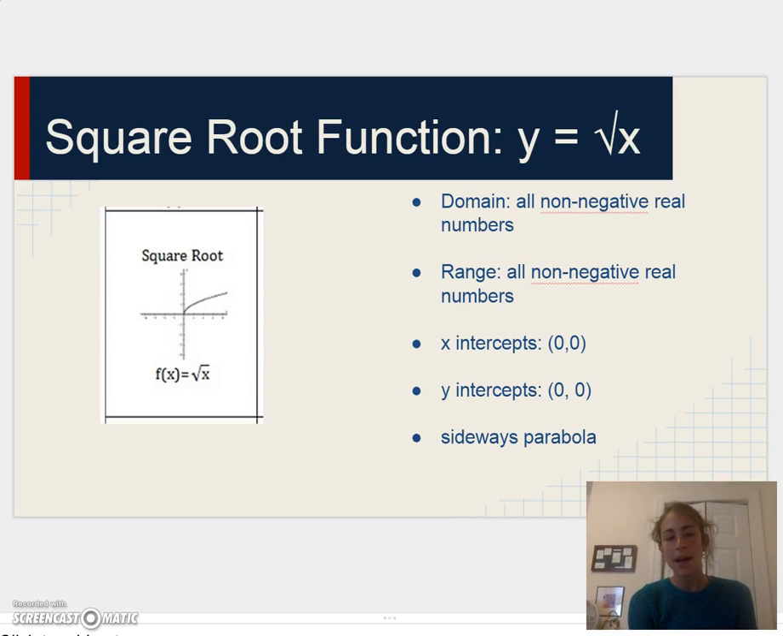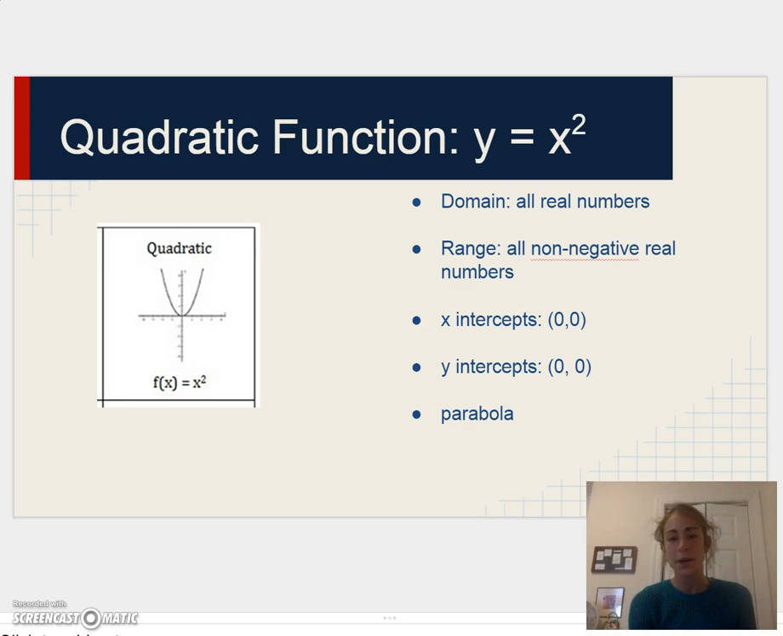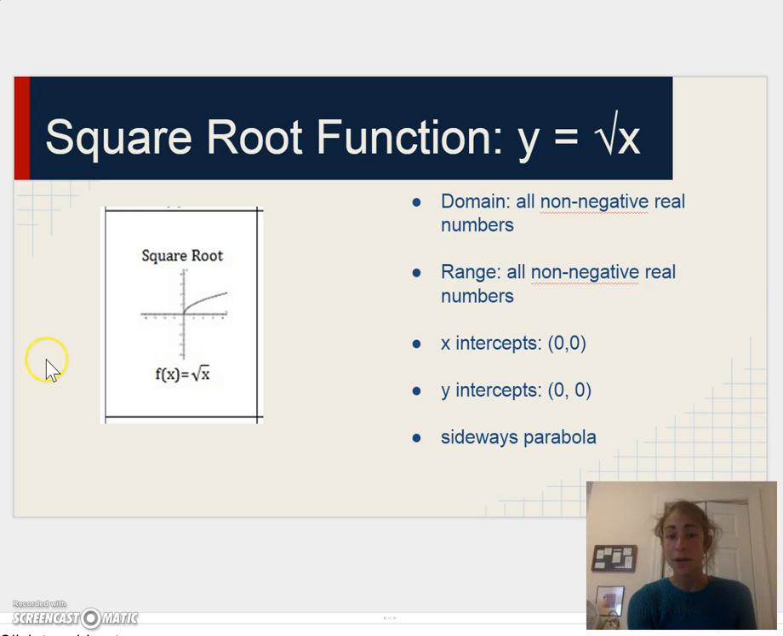And if you notice, let me go back to y equals x squared. This one has the nice U shape. The graph of square root of x has sort of a sideways U, but only one part of it. Now, why is that? Well, we can only plug in non-negative numbers into the square root function. So the domain is all real non-negative numbers, which is why we don't have any part of the graph on the left. The range is also non-negative real numbers because when we take the square root of something, we get something positive.